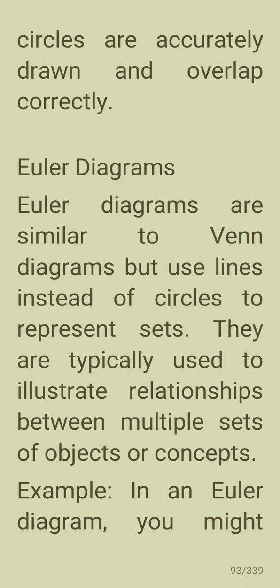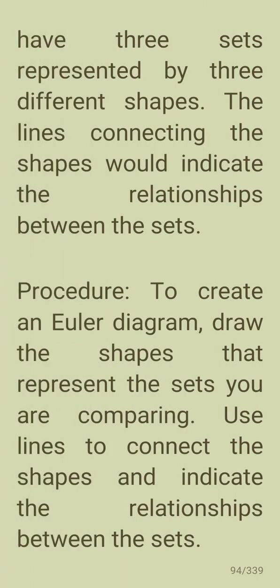Then, Euler diagrams. Euler diagrams are similar to Venn diagrams but use lines instead of circles to represent sets. They are typically used to illustrate relationships between multiple sets of objects or concepts. In a Euler diagram, you may have three sets represented by three different shapes. The lines connecting the shapes would indicate the relationship between the sets.